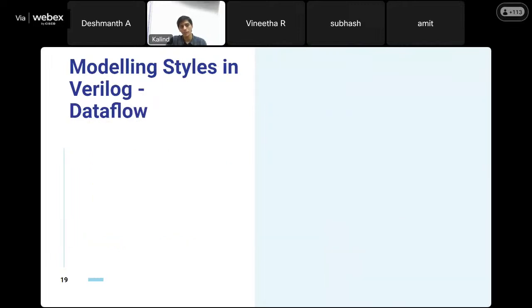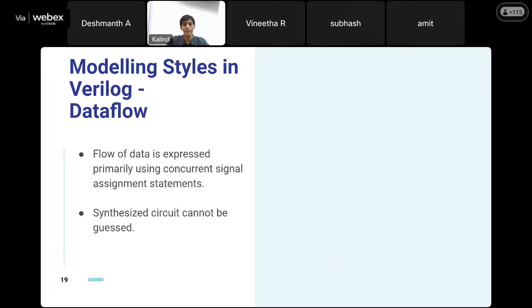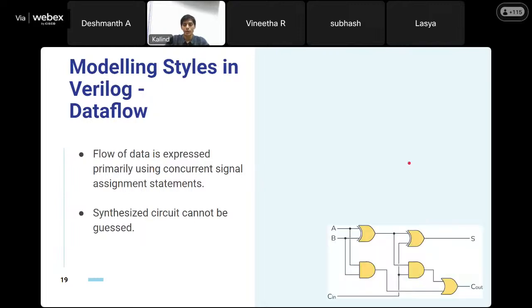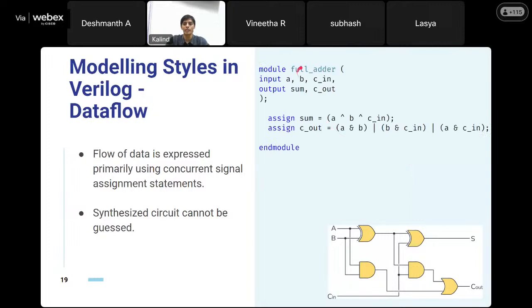Let's go on to another modeling style, which is data flow. In the case of data flow, you express the flow of data using concurrent signal assignment statements. I'll tell you what these concurrent signal assignment statements are in a moment. But in this case, the synthesizable circuit is not really easy to guess. Again, I'm taking the same example of full adder, and this is how you write the code for full adder in case of data flow modeling.